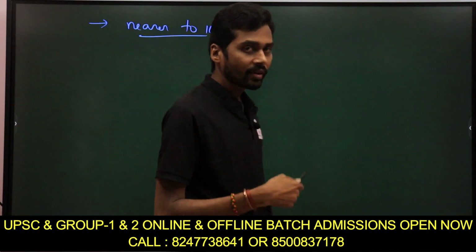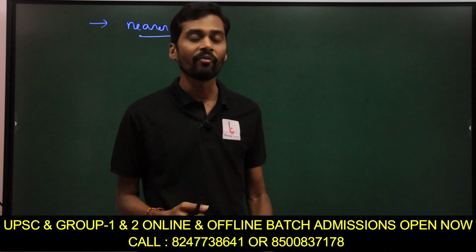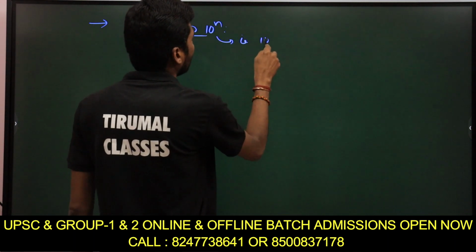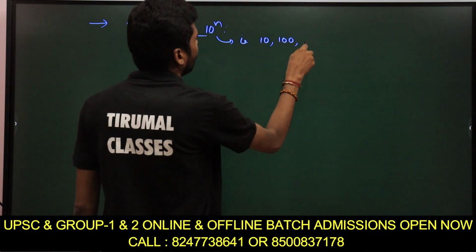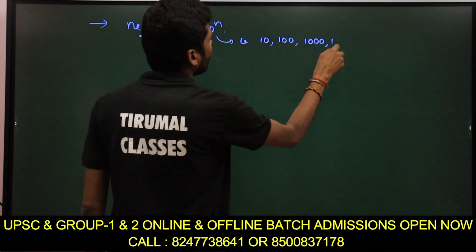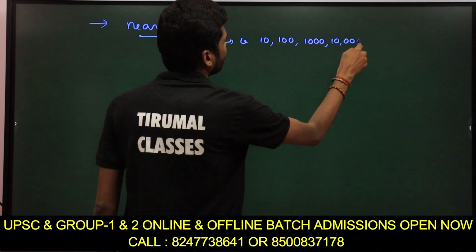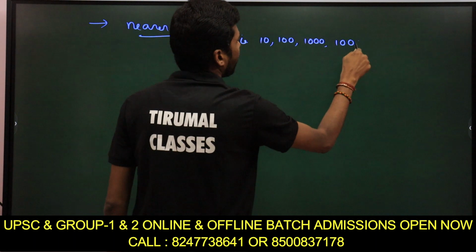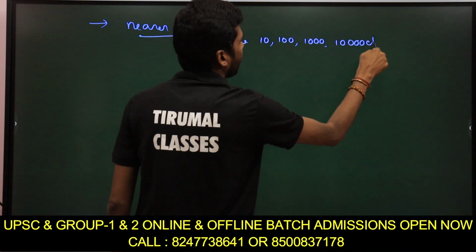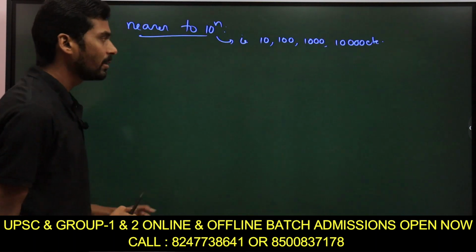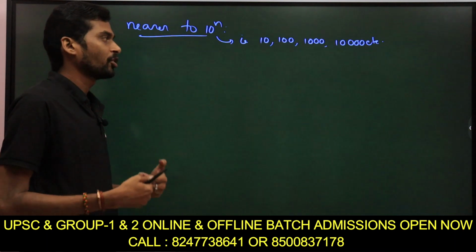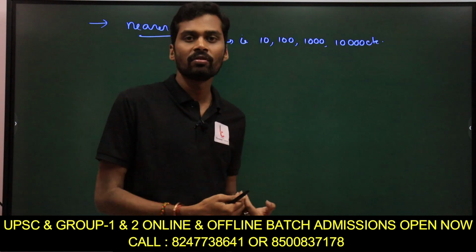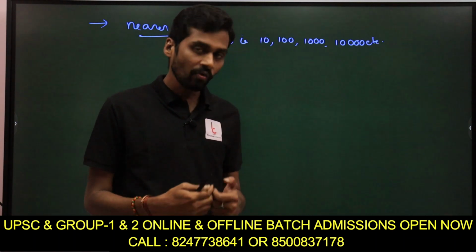So how do you find out the squares of numbers which are nearer to 10 power n? 10 power n means 10 power 1, 10 square is 100, 10 cube is 1000, or 10,000, and so on. So how do you find out the squares of numbers which are nearer to 100, 1000, 10,000? Now we will see it.